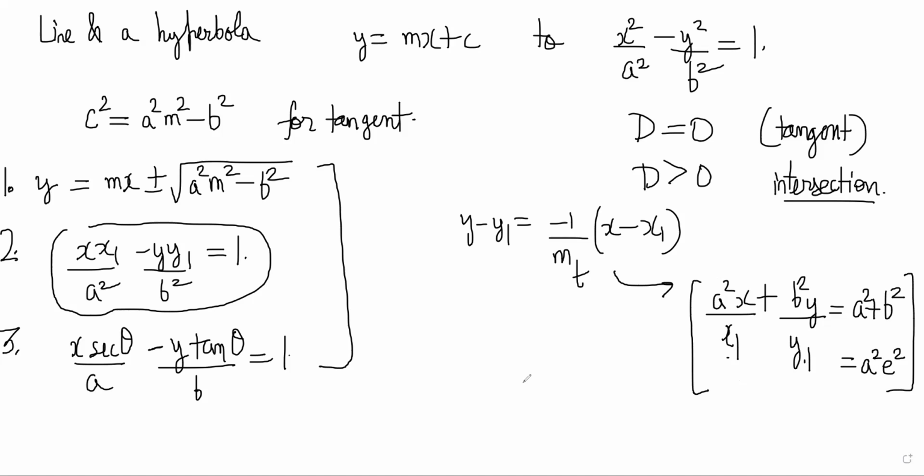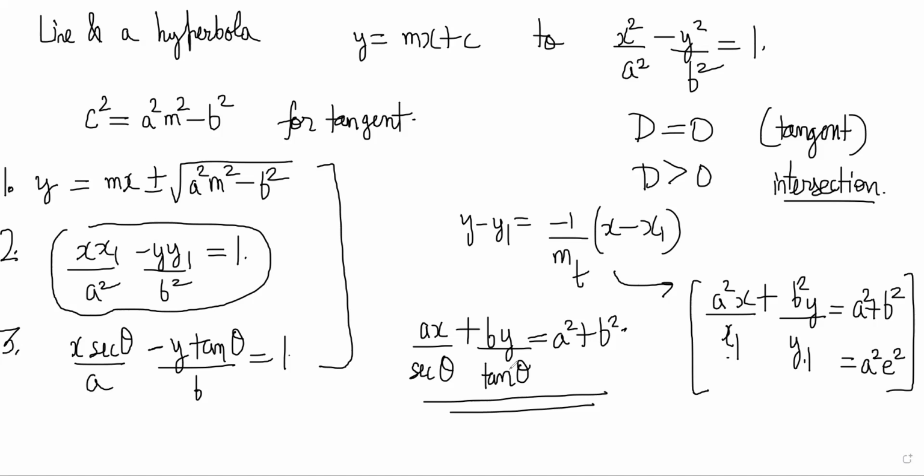If you put x1 and y1 as a sec theta, b tan theta, you get another form of the normal equation, which is ax by sec theta plus by by tan theta is equal to a square plus b square. That is your normal equation.